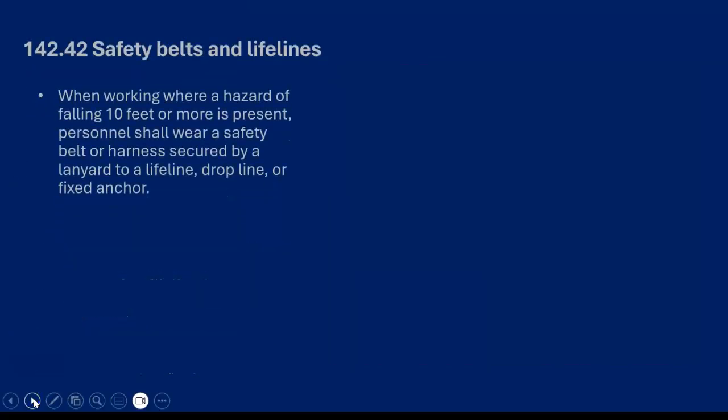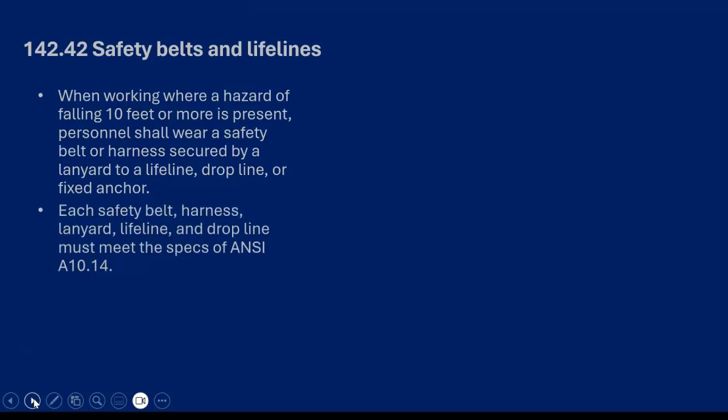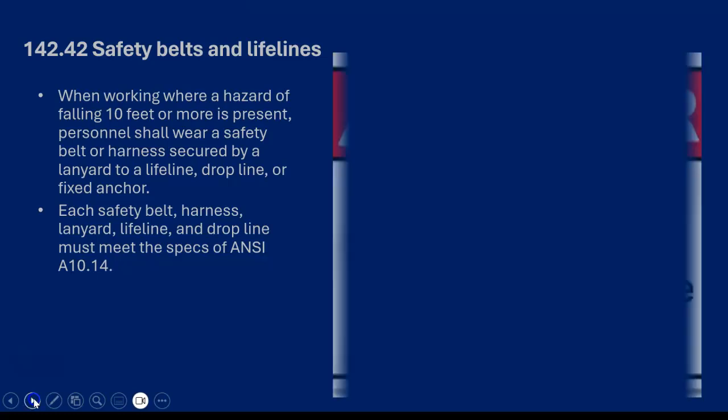Safety belts and lifelines. When working where a hazard of falling 10 feet or more is present, personnel should wear a safety belt or harness secured by a lanyard to a lifeline, drop line, or fixed anchor. Each safety belt, harness, lanyard, lifeline, and drop line must meet the specs of ANSI A10.14.